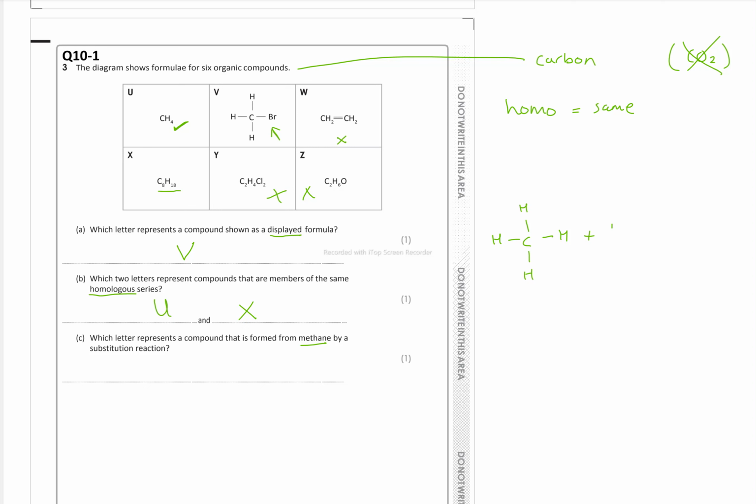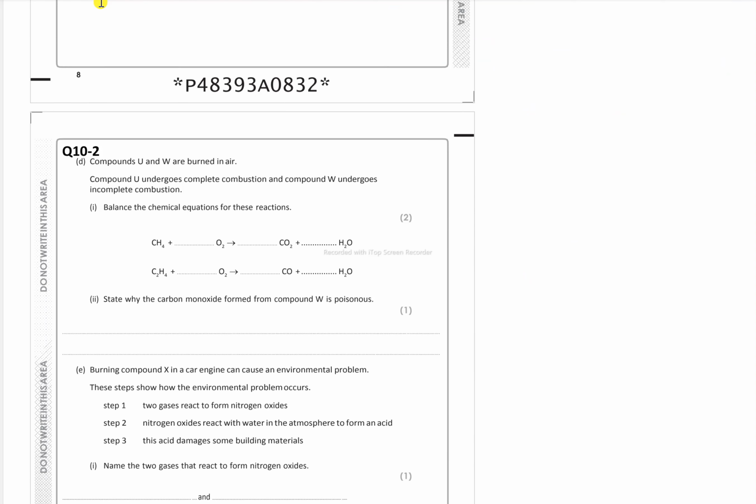by a substitution reaction. Okay, this is what they're trying to say to you. If you react them two, you end up with that, because one of them substitutes with one of them, so you end up with this. That disappears, that disappears, you end up with Br. The hydrogen goes there. Methane. Which letter? V, I suppose.